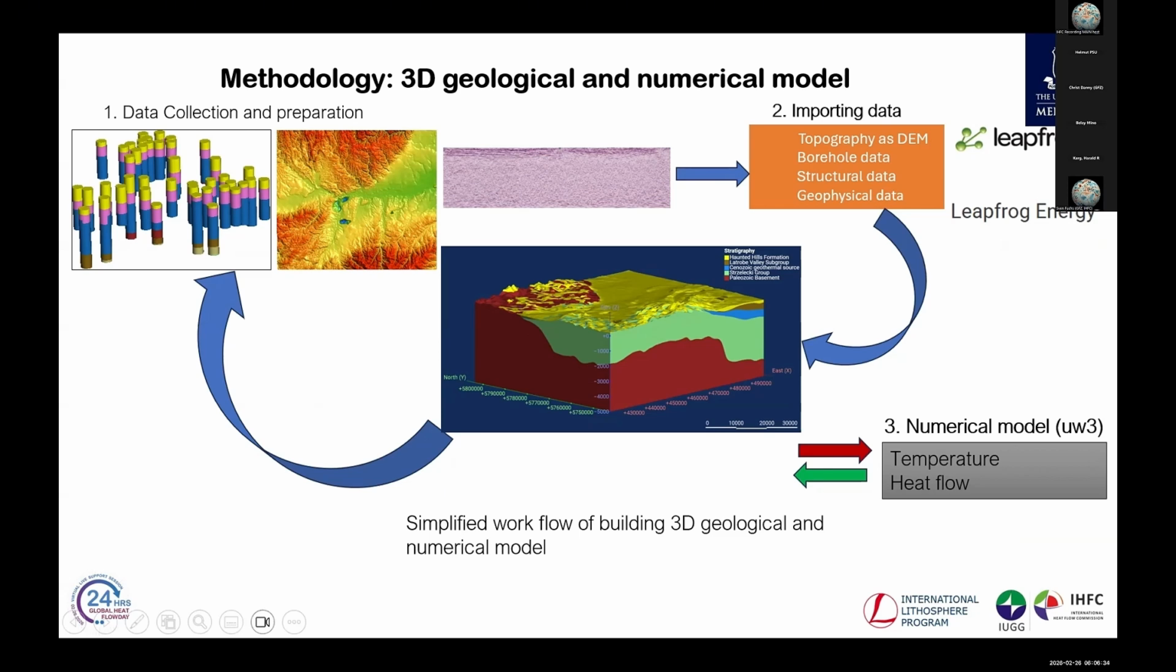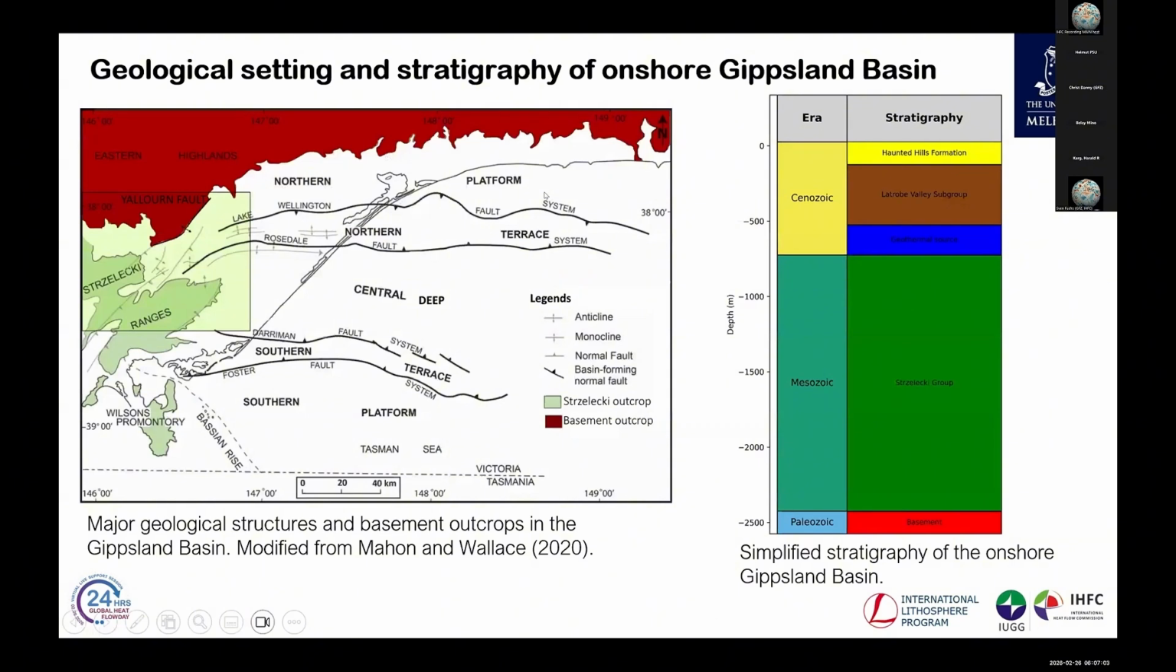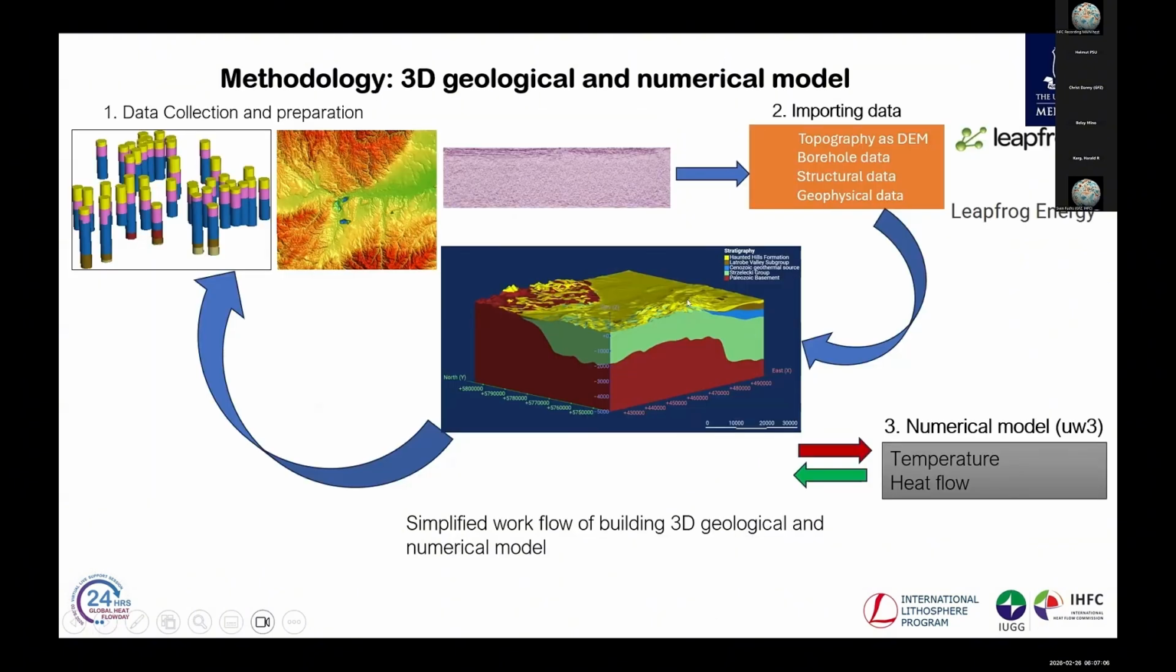And once we collect and prepare all this information, we can import it into Leapfrog Energy software, which is handy in developing a 3D geological model. So this is the central figure that shows the 3D model, which is built from these data sets and showing the major stratigraphic units I have shown you here. And we translate the previous 2D into a 3D geological model.